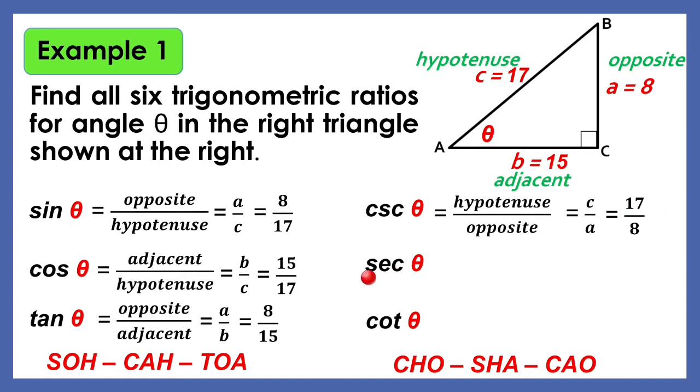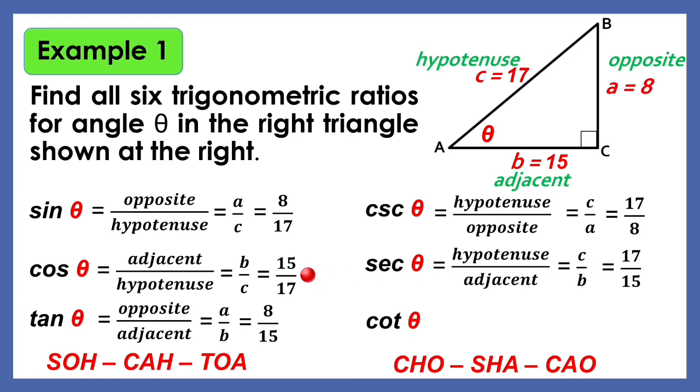Let's now proceed to secant theta. That is siya, hypotenuse over adjacent. Ang hypotenuse natin is C, ang adjacent is B. C over B. Then, substitute the values. C is 17 over B is 15. Kaya ang ating answer is 17 over 15. So, reciprocal ng cosine theta.